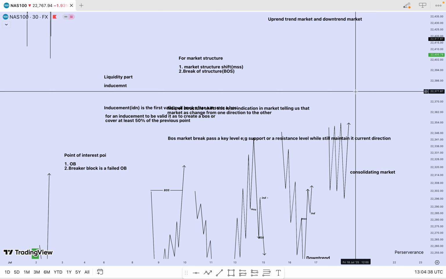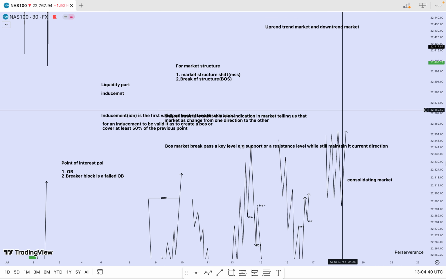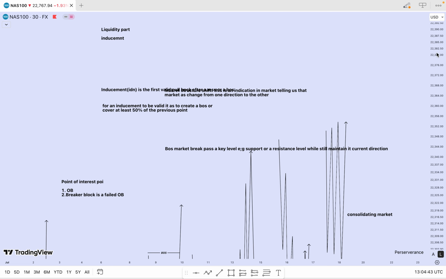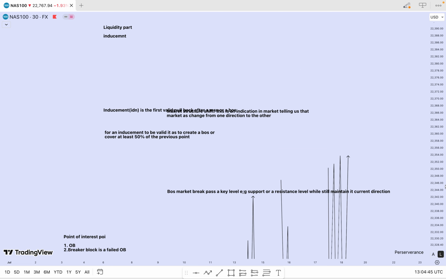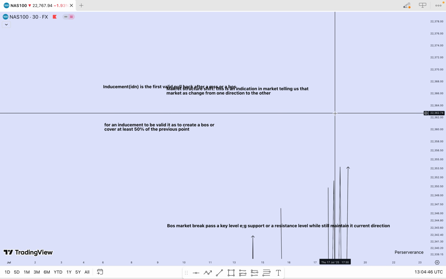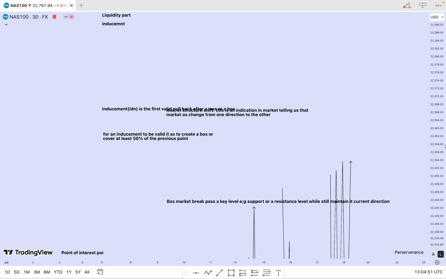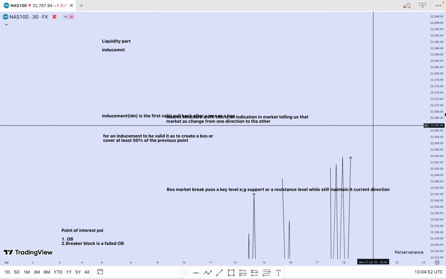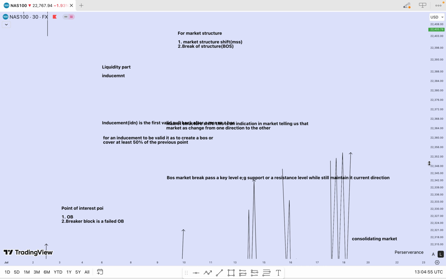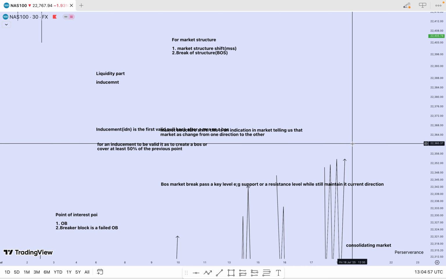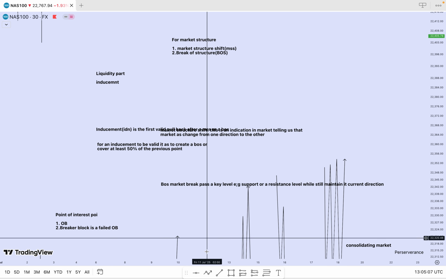The first pullback after a market structure shift or a break of structure. Then how do you know that this inducement is valid? Is that it has to create a break of structure after the market structure shift, or in the case of break of structure, the price has to cover 50% of the previous point.